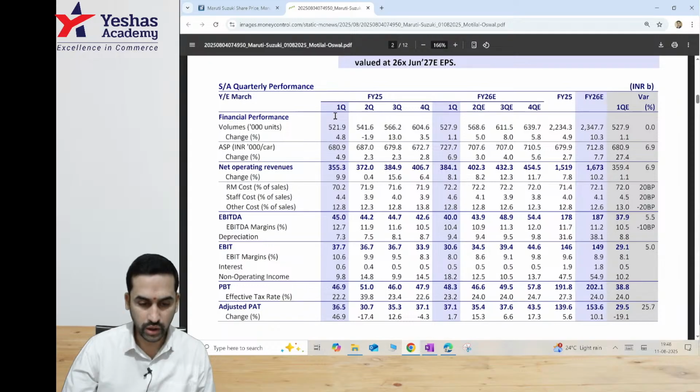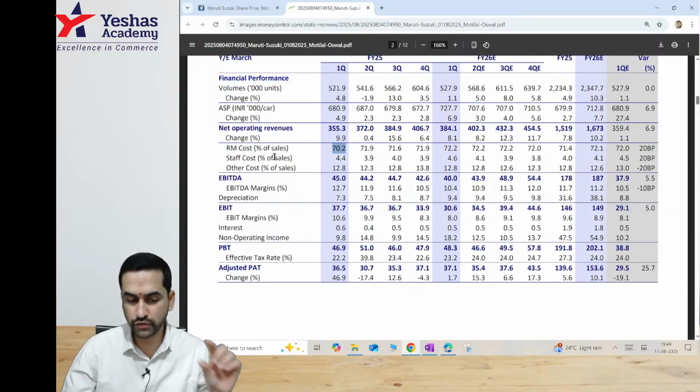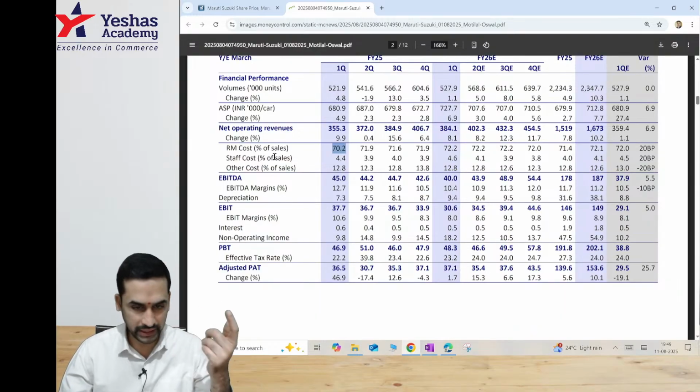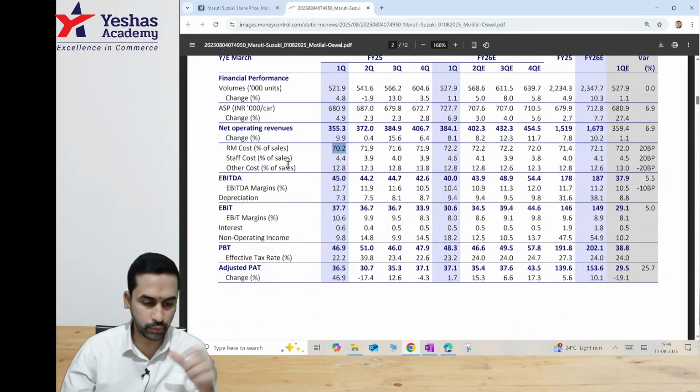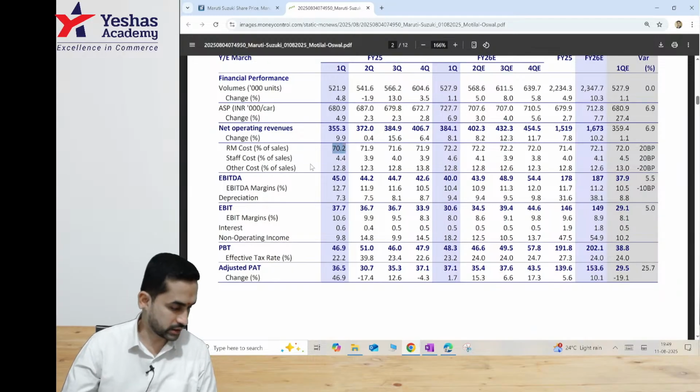Okay. Quarter 1, 2, 3, 4, and so on. Again, 26 estimate. And here you can see volume is number, change in percentage. And then you have something like RM cost as a percentage of sale. How much of the selling price, if say one car is sold at 10 lakh rupees, they're saying 70% of 10 lakh is raw material cost.